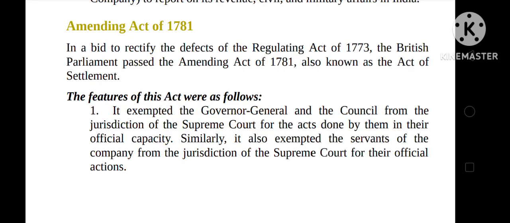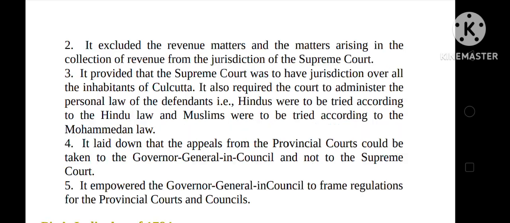Amendment Act of 1781. In a bid to rectify the defects of the Regulating Act of 1773, the British Parliament passed the Amendment Act of 1781, also known as the Act of Settlement. The features of this act were as follows. It exempted the Governor General and the Council from the jurisdiction of the Supreme Court for the acts done by them in their official capacity. Similarly, it also exempted the servants of the company from the jurisdiction of the Supreme Court for their official actions.